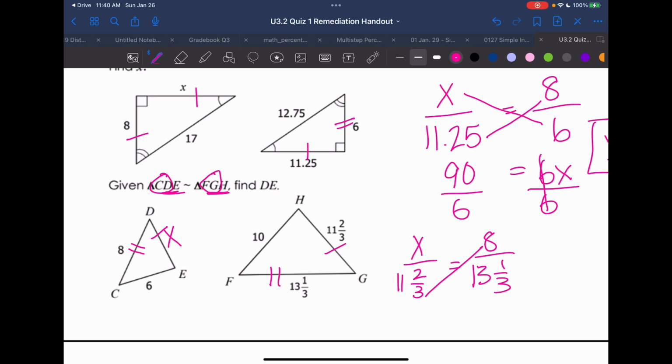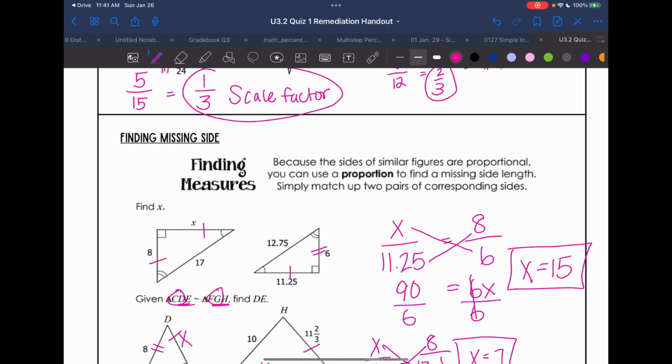So 8 times 11 2/3 is 93 1/3, and then x times 13 1/3 is 13 1/3 x, and then I can divide both sides by 13 1/3 to get x by itself, because I'm undoing the multiplication, and I get x is equal to 7. What's important to find the missing side is to use corresponding sides and set up a proportion.